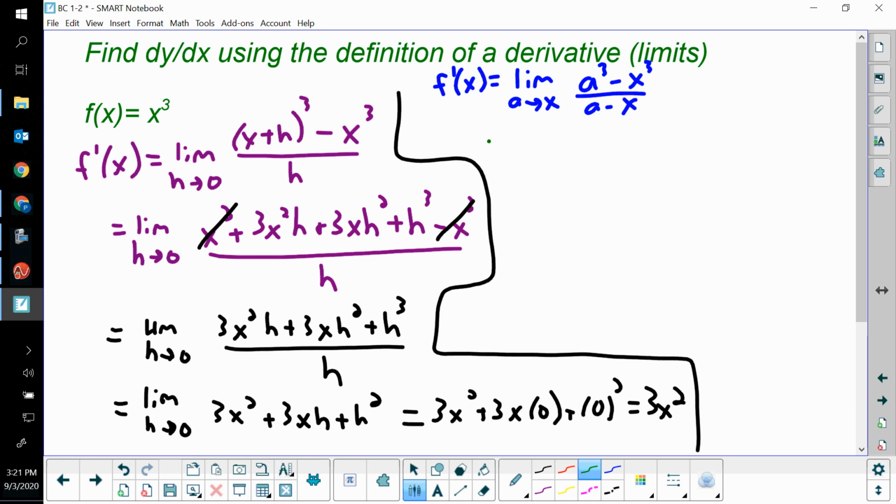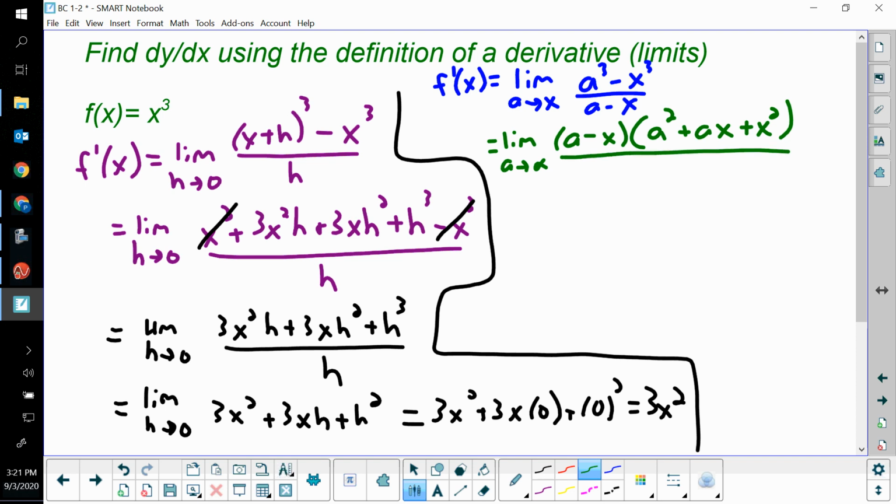On top, we would have to do our difference of cubes factoring. In difference of cubes factoring, the first parenthesis is just your first base minus your second base. And then it's your first base squared. And then it's always the opposite sign, so we'll have plus your two bases multiplied, then plus your second base being squared. And by base, I mean base of the exponent. Then we have a minus x here, which will divide out.